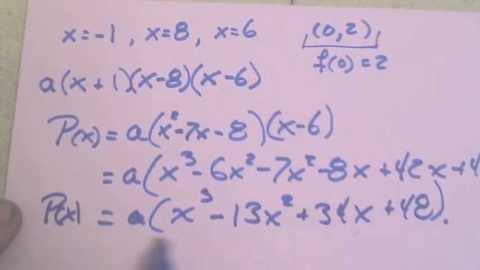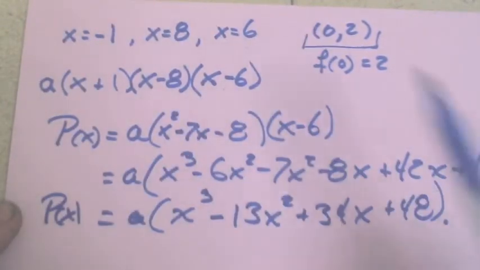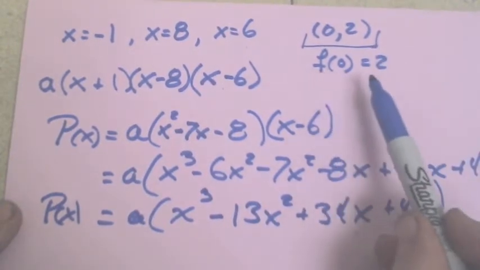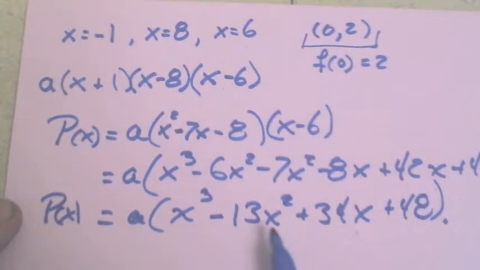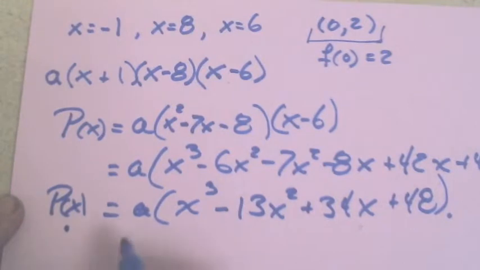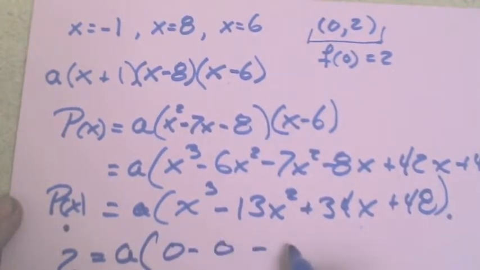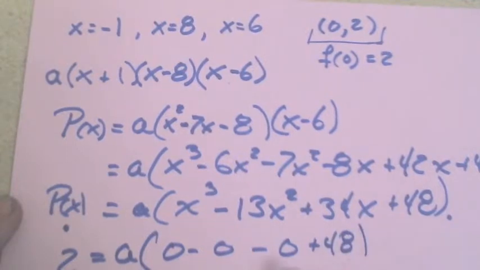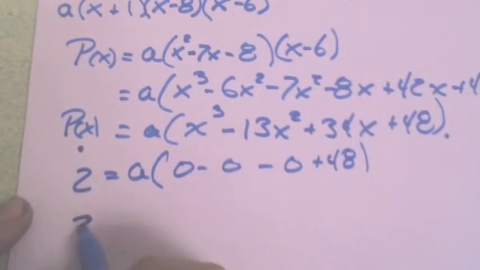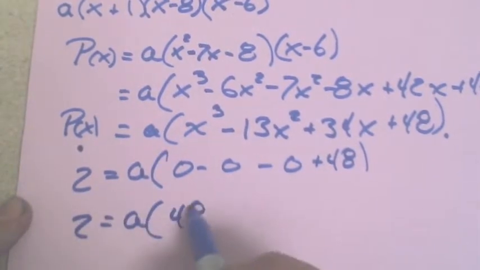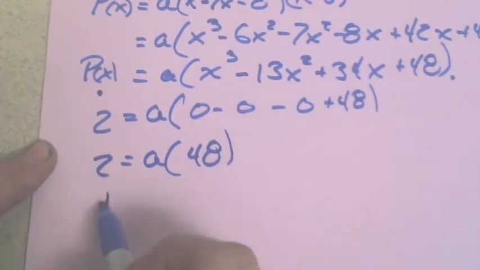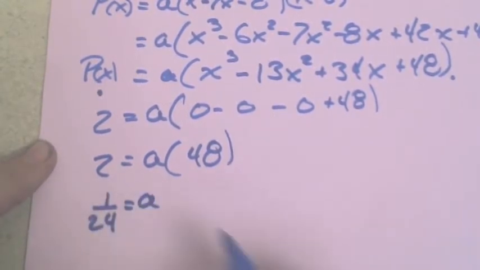So this polynomial has the right x-intercepts in it, but to make sure that f of 0 equals 2, we have to make sure that if we plug in a 0 here, we get 2. So this thing is supposed to equal 2 when a times, let all those be zeros, 0 minus 0 minus 0 plus 48. This has to equal 2 when we have the right value for a. So 2 is supposed to equal a times 48. Divide the 48 off. 1/24 should be a.